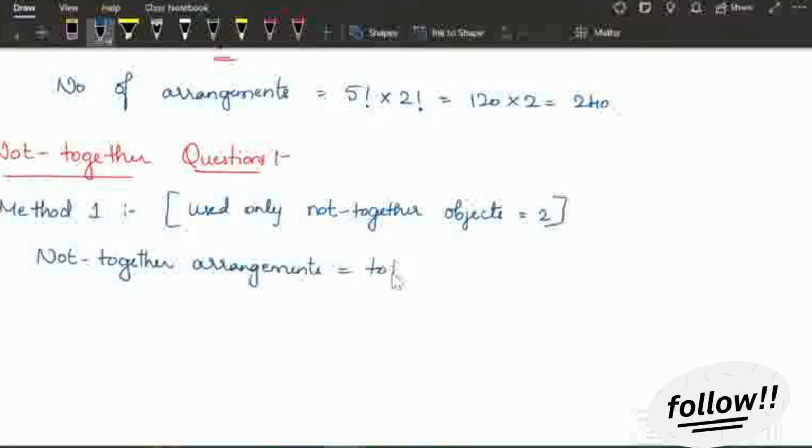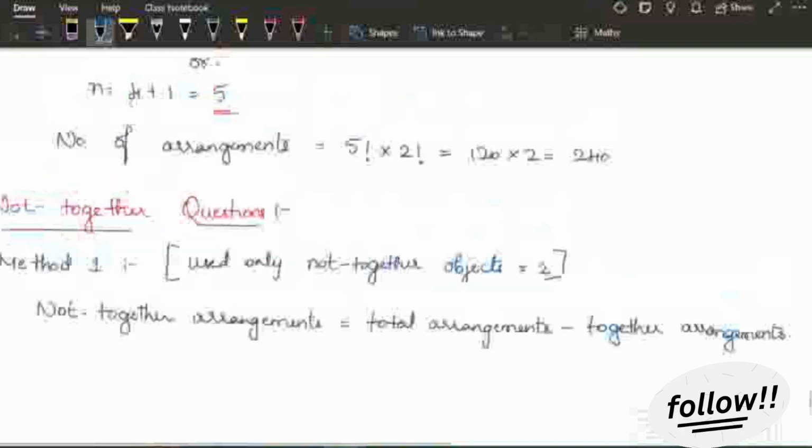total arrangements. Find out total arrangements without any restriction. From this, we need to subtract together arrangements. That gives you not together arrangements. Okay, from total arrangements, you need to subtract together arrangements. That gives you not together arrangements.